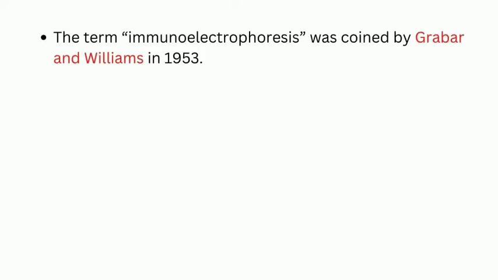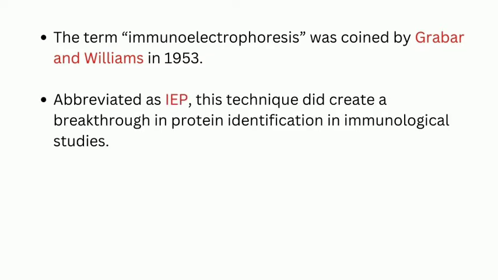Today we are going to discuss immunoelectrophoresis. The term immunoelectrophoresis was coined by Graber and Williams in 1953. Abbreviated as IEP, this technique did create a breakthrough in protein identification in immunological studies.